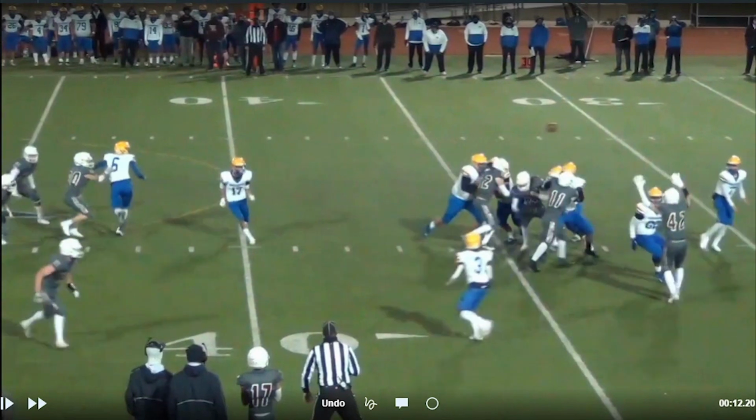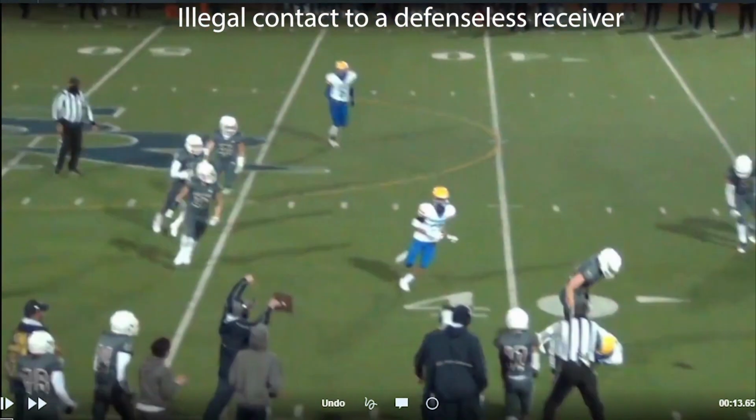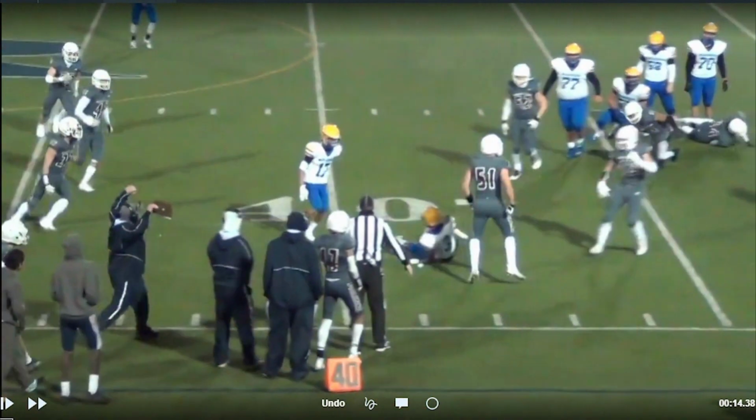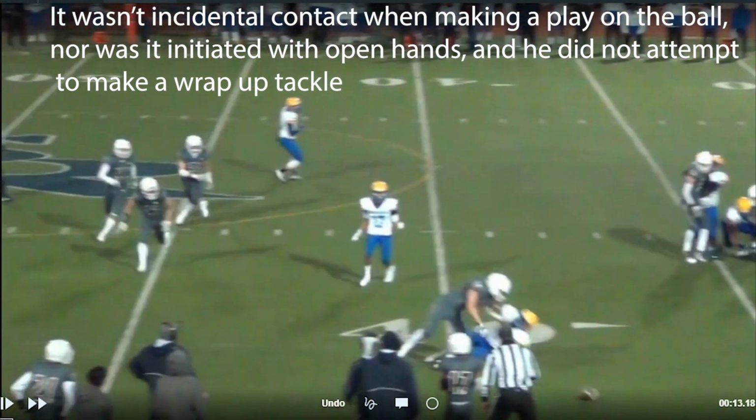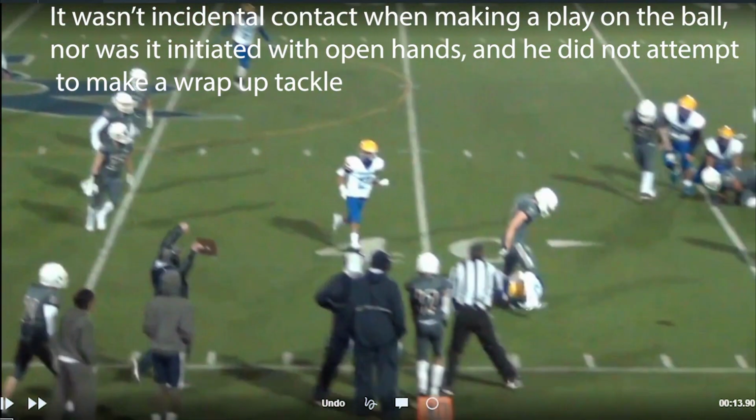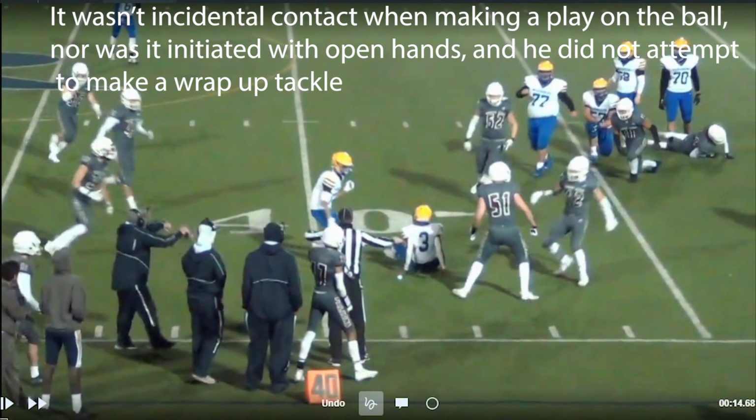The information provided to the head coach of the defense might be illegal contact with a defenseless receiver. If the coach asks for further explanation, you might say, it wasn't incidental contact while making a play on the ball, nor was it initiated with open hands, and he did not attempt to make a wrap-up tackle.